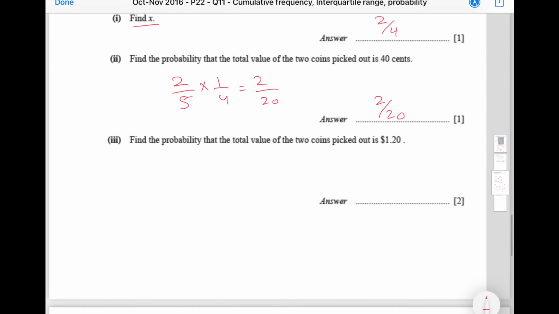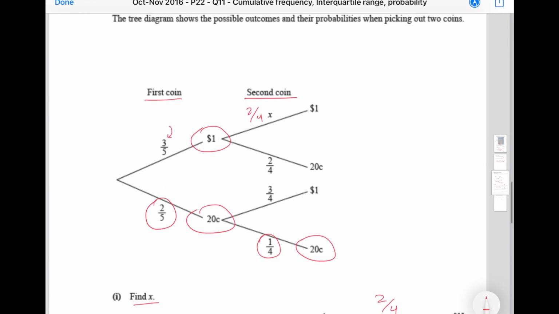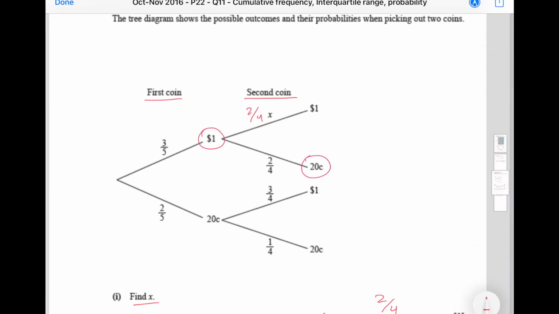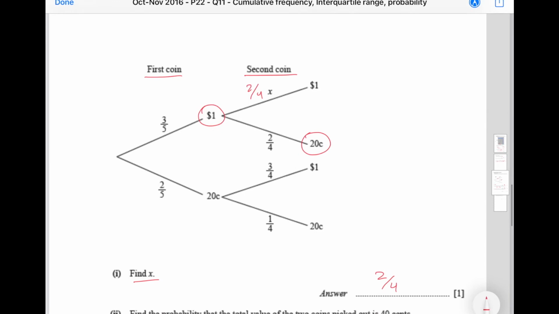The next part says find the probability that the total value of the two coins picked out is $1.20. So let me remove all of this first. $1.20 is what we have to make out of all of this. So $1 is over here and 20 cents would be over here. The same goes for this part, 20 cents over here and $1 over here.